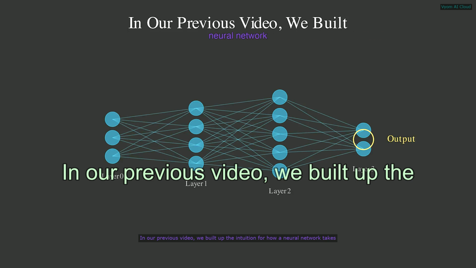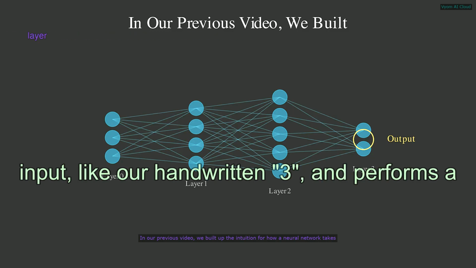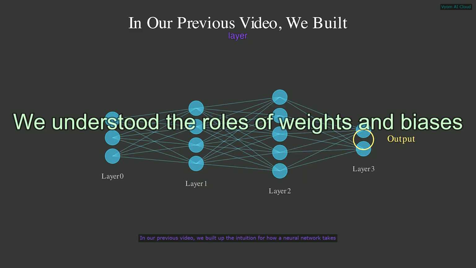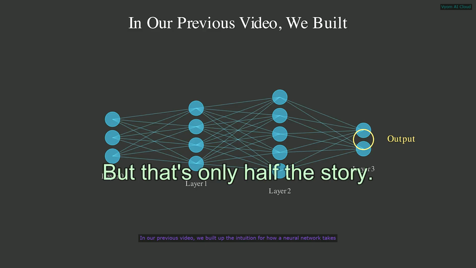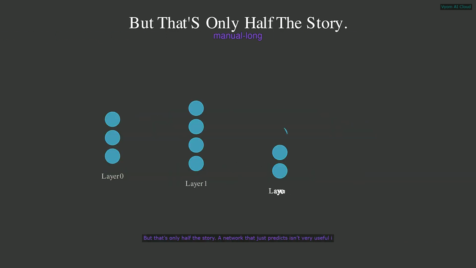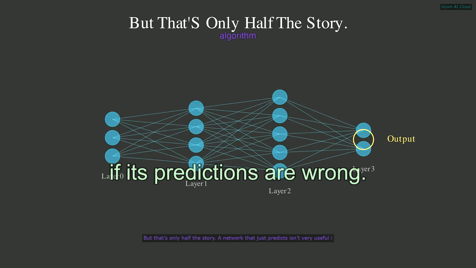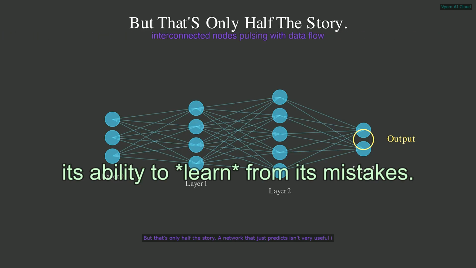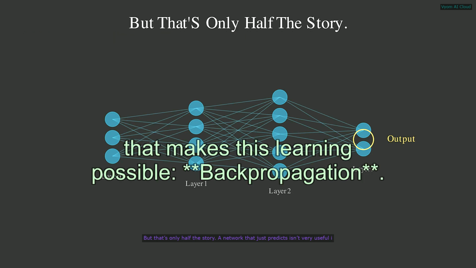In our previous video, we built up the intuition for how a neural network takes an input, like our handwritten 3, and performs a forward pass to generate an output prediction. We understood the roles of weights and biases in transforming information. But that's only half the story. A network that just predicts isn't very useful if its predictions are wrong. The real magic, the true intelligence, comes from its ability to learn from its mistakes. Today, we're going to unravel the core algorithm that makes this learning possible: backpropagation.